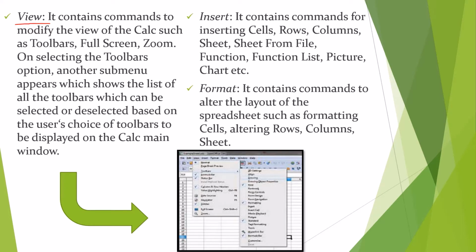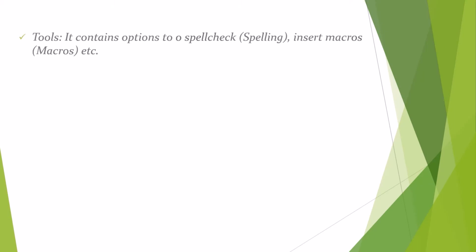Next is Format. Format is basically used for formatting, and we can format the cells, rows, columns and sheets. So basically formatting changes the layout of the spreadsheet. Next is Tools. Tools basically contains options like spell check, meaning spelling checking, and inserting macros. These options are found under the Tools option.